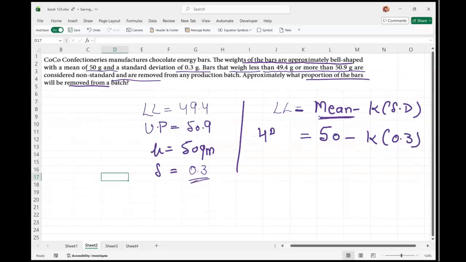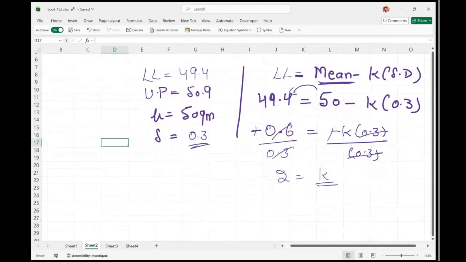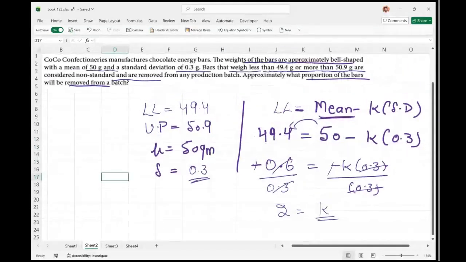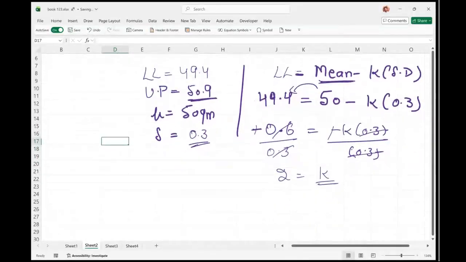Lower limit is 49.4, and if I move it to the other side, this is going to become 0.6 equals minus k times 0.3, and then dividing both sides by 0.3, that's going to give me 2. K value is 2 standard deviations to the left, and the same thing if I do to the right, this is 50.9.